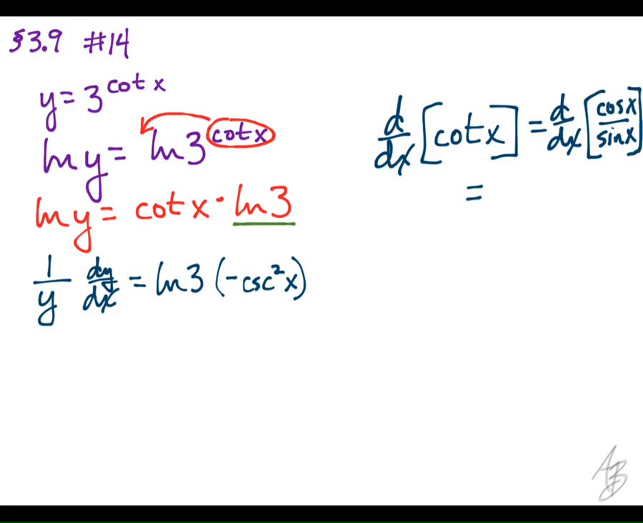Quotient rule. So low d high, low d high, minus high d low. Okay, high is cosine of x, d low is cosine of x, all over sine squared of x. Well, that doesn't look like cosecant squared of x. What's going to happen here?